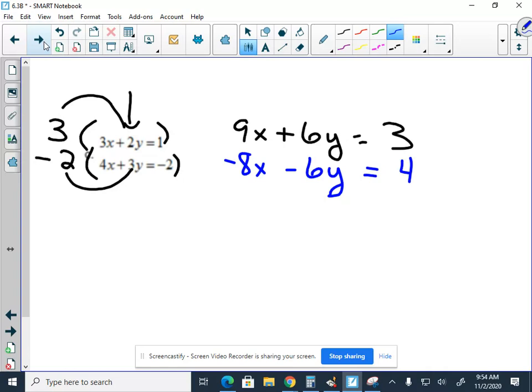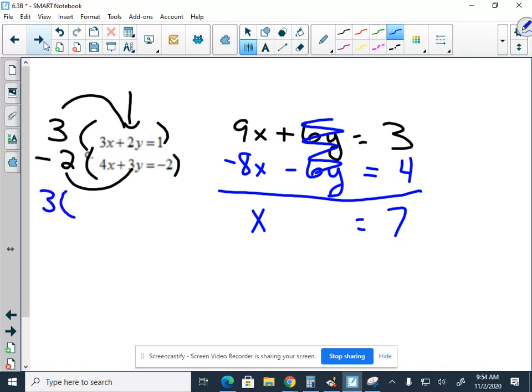But remember, the goal is to get them to line up so one of them eliminates. Right. 9 minus 8 is x. 1x equals 7. Now I put it back, I put it into this equation. It really doesn't matter which one you put it into.